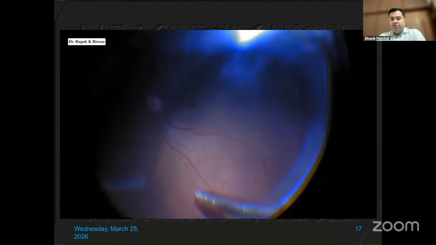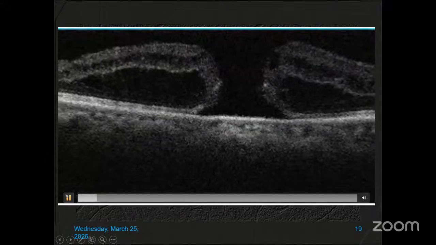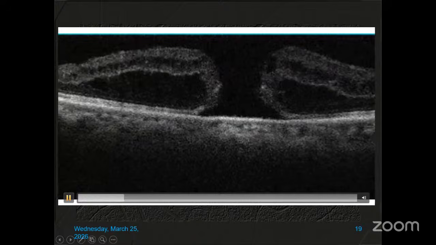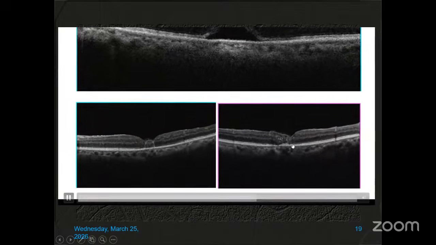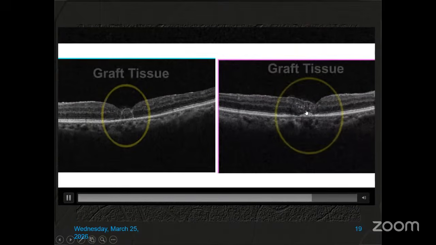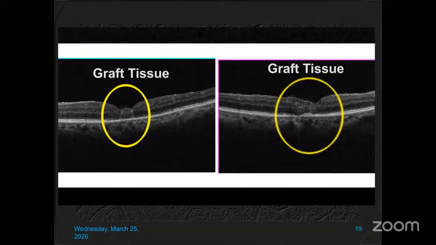The only thing is that you need to have a graft 15 to 20% larger, because you need to consider the graft shrinkage so that it remains in the same area. This is the pre-operative and the post-operative outcome. You can see the graft area has almost similar retinal architecture, though there is some amount of photoreceptor change, but it has a significant similarity with the retinal tissue.